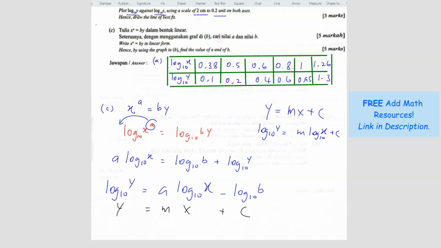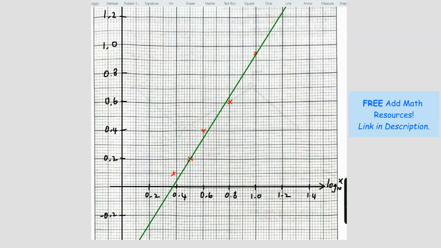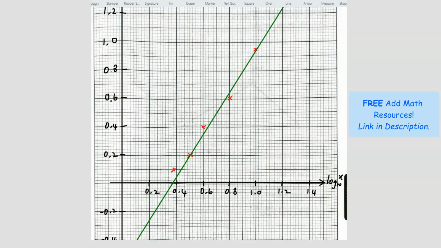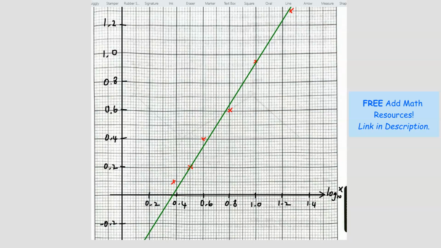What the question is asking is: using the graph, find the value of a and b. So a here will represent the gradient, and the intercept will be negative log b base 10. Let us see what the gradient and the intercept are. Based on this graph, by the way, I adjusted the graph a little bit just to make it more proper. Anyway, we have to find the gradient.